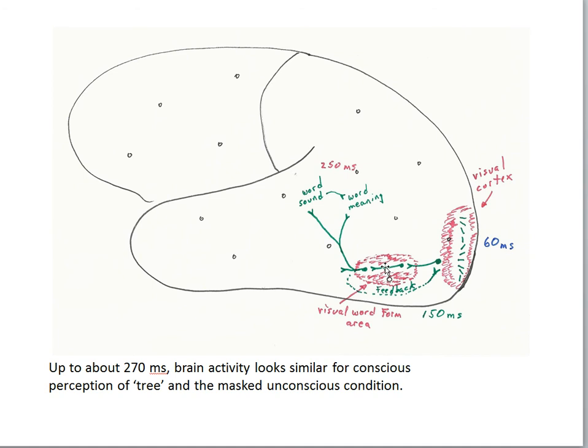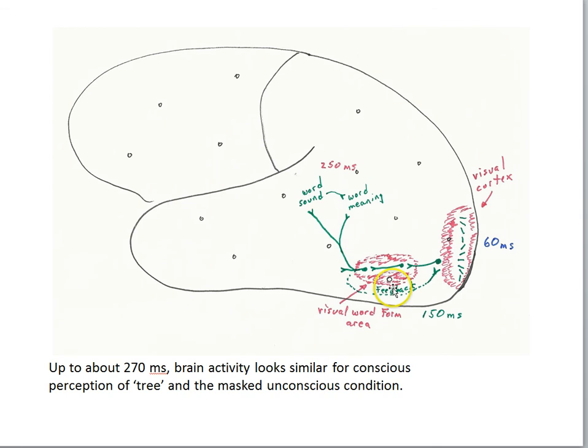Now let's follow along what happens here during the conscious presentation of the word, and then we'll see how the mask might interfere in some kind of way. What Dehaene argues is that the visual word form area here can then send information about the word tree up to other areas of the brain, like where we would have the memory of the sound of the word tree or the meaning of the tree. In addition, the word form area can send feedback signals back to earlier stages of visual cortex and set up reverberating loops of activity. And all of this processing happens within a quarter second.